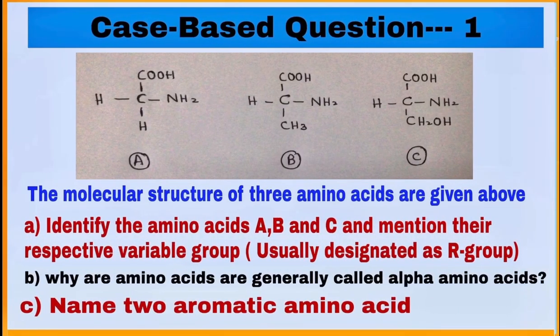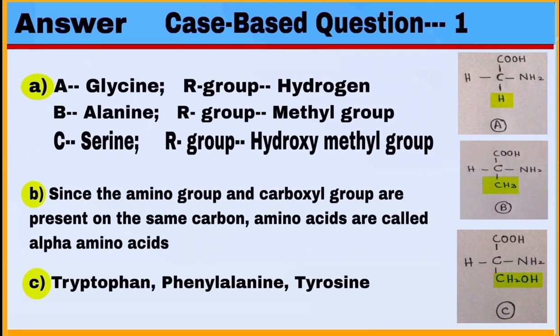This is case number 1 where the molecular structures of 3 amino acids are given and you have to answer parts A, B and C of the question. These are the answers of all 3 parts. Here A is glycine, B is alanine and C is serine amino acid. For their identification, you have to check the R group.